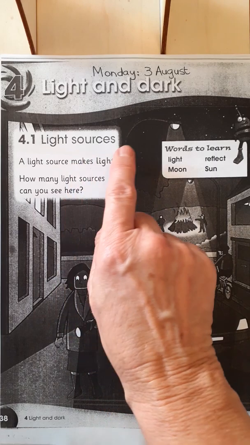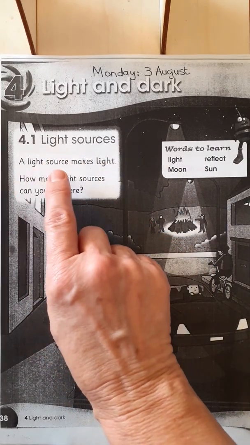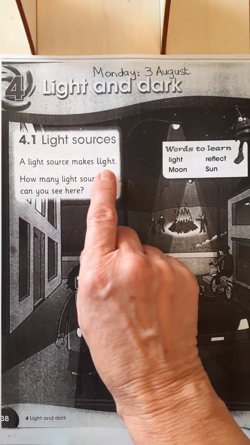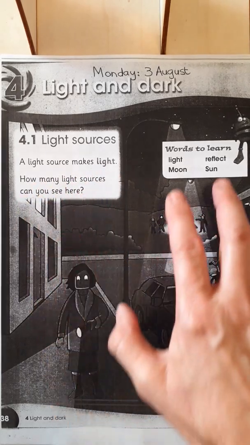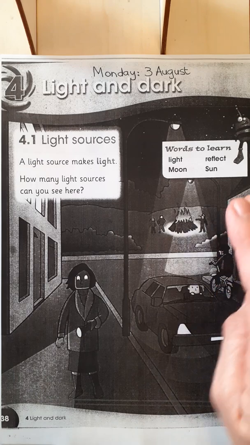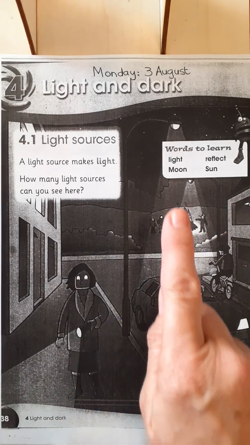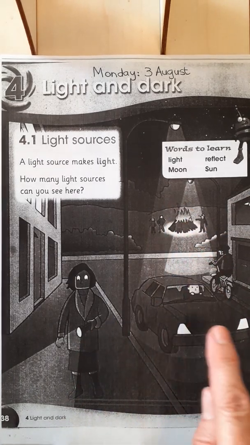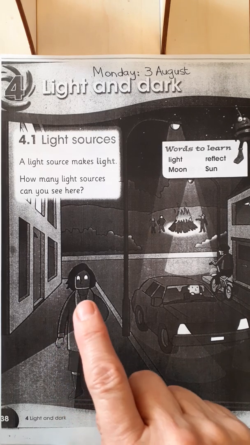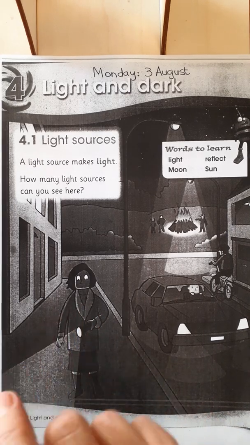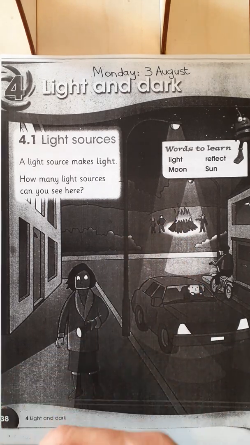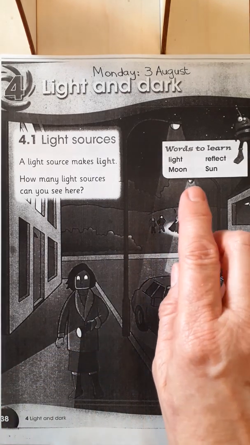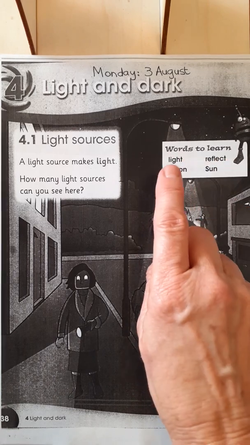4.1 says light sources. A light source makes light. How many light sources can you see here? Look on this picture and point to the light sources that you can see and tell your mom or dad or your guardian, that's a light source and there's a light source and I can see another light source, and you name them. What are they? Good.